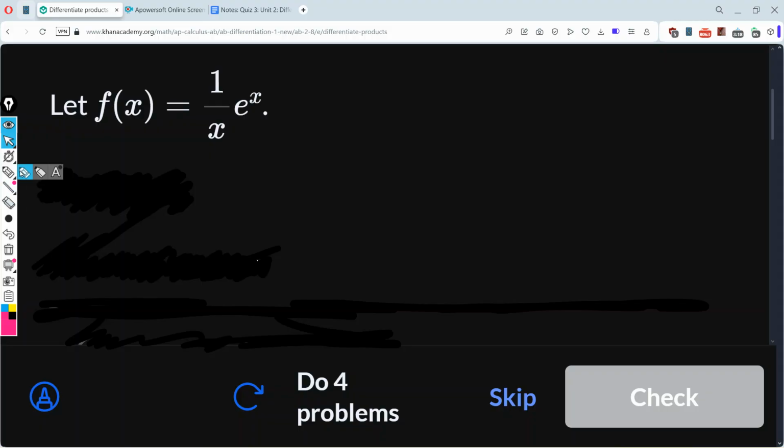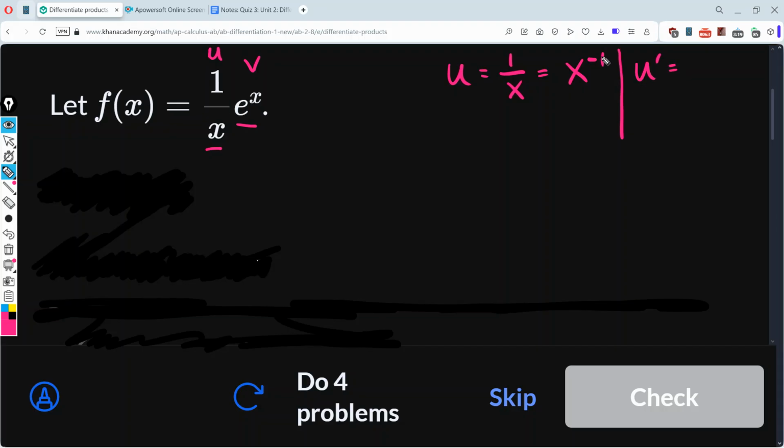All right, so we're finding the derivative. So we have 1 over x times e to the x. Okay, the 1 over x is going to be the u, and e to the x is going to be the v. All right. So u is going to equal 1 over x. However, we want to put this in negative exponent form. So this is actually the equivalent of x to the negative 1. All right. And in that case, it's easier to find the derivative of u, or u prime.